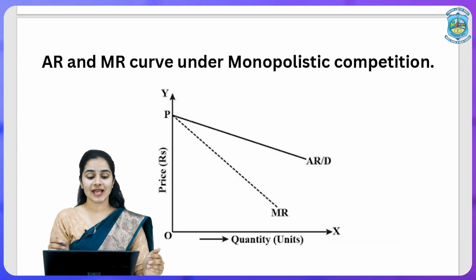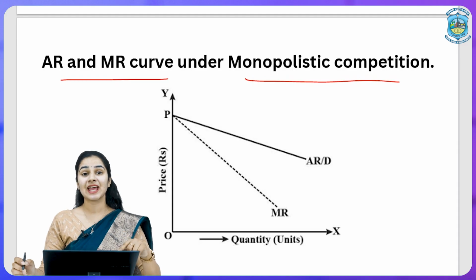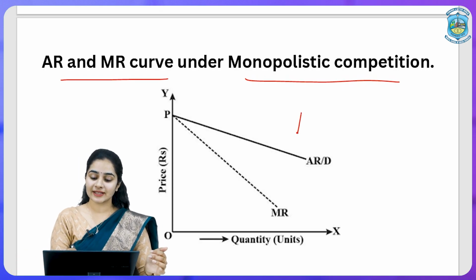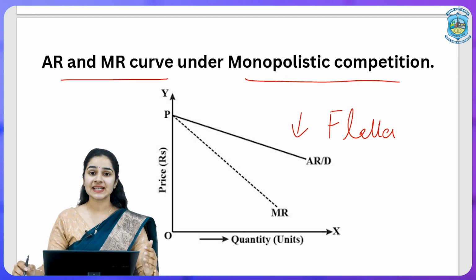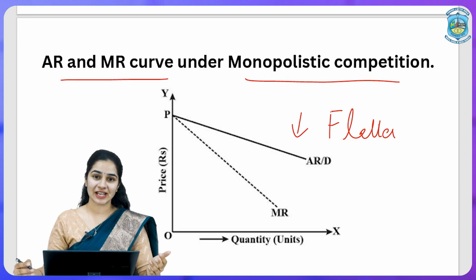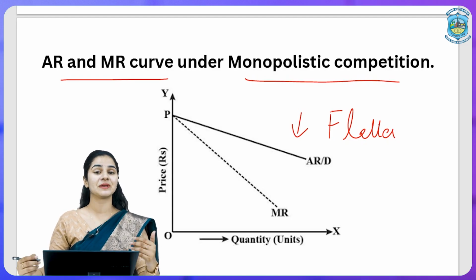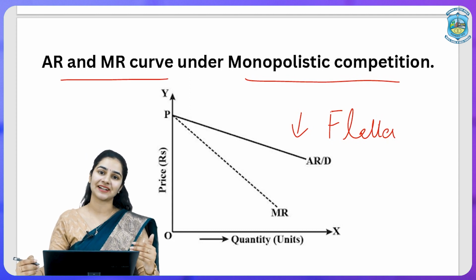Now, this is the AR and MR curve under monopolistic competition. The preceding was the monopoly where the AR and MR curves were steeper. Here, the AR and MR curves are flatter in nature because of the availability of close substitutes. Since there are close substitutes available, the demand under monopolistic competition will be highly elastic and the degree of elasticity will be greater than 1.